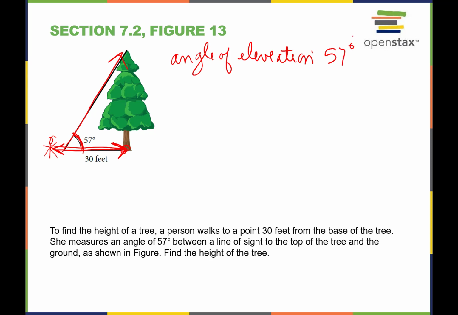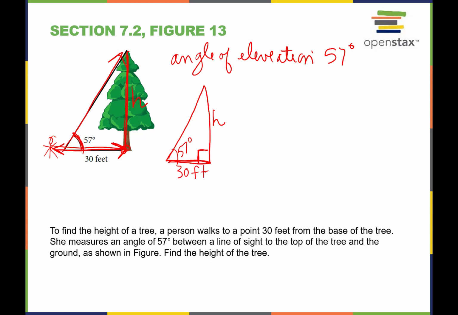All right, now we want to use that information to find the height of the tree. So if I imagine that this tree is the opposite side of this angle, if we're looking at it as a triangle, I'm going to label that as side H. So I have this triangle right here. This is 57 degrees. This is 90 degrees. Here's my height. And this side of my triangle, or this leg, is 30 feet.